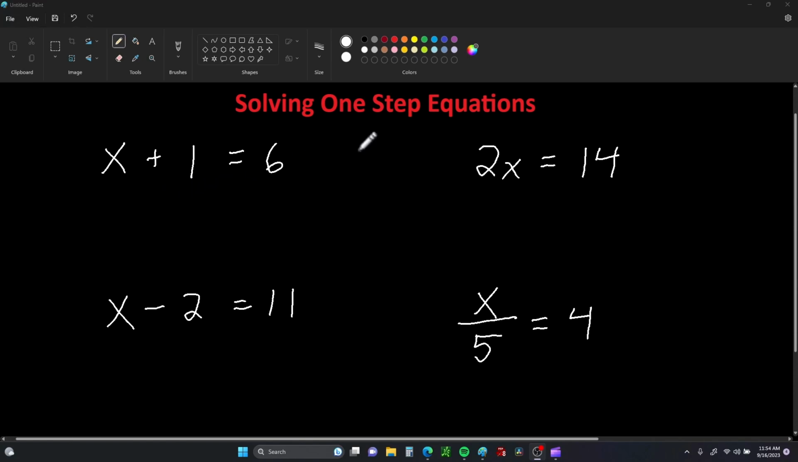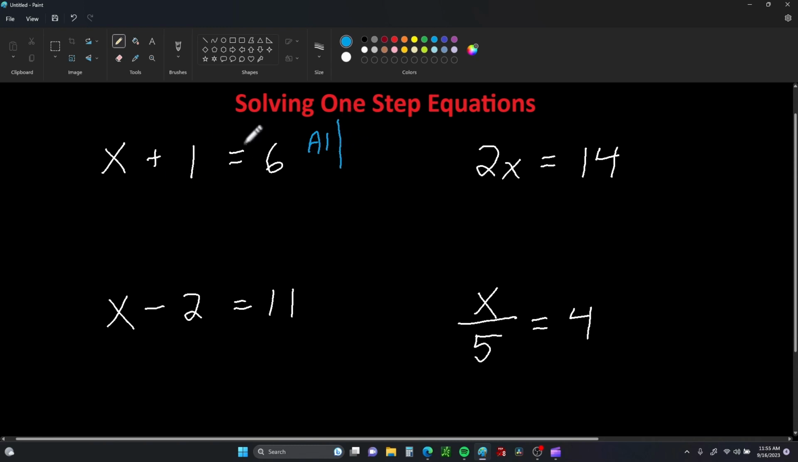Here we have four one-step equations. They're called one-step equations because there's only one thing being done to x. The way that I like to look at this is I ask this question, what's being done to x? Over here, I see that I'm adding 1, so I write add 1. And then I put a big line.